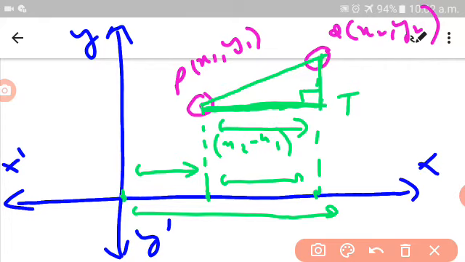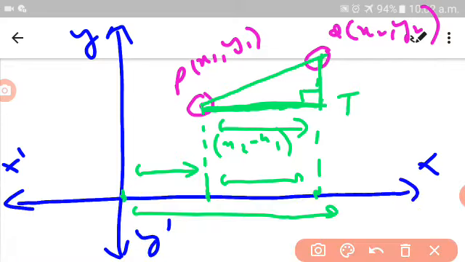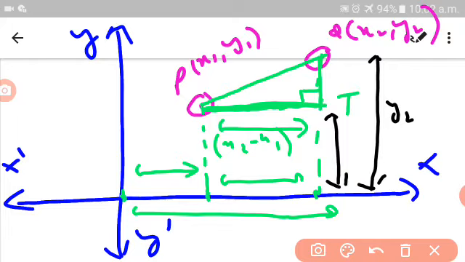Same like this, if you go through, see, from here to here, this is how much total? Y2, right? This is Y2, and this is Y1. So what about this distance? This will be Y2 minus Y1.